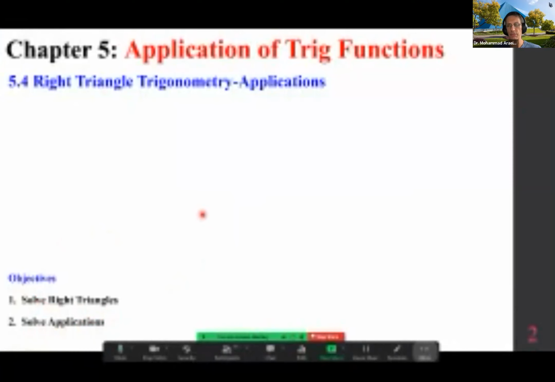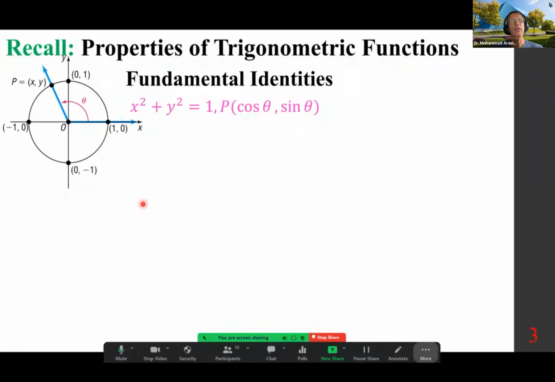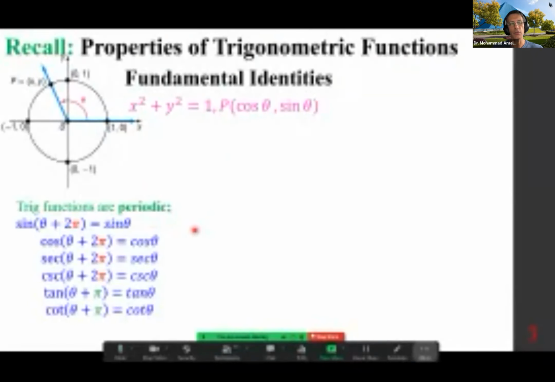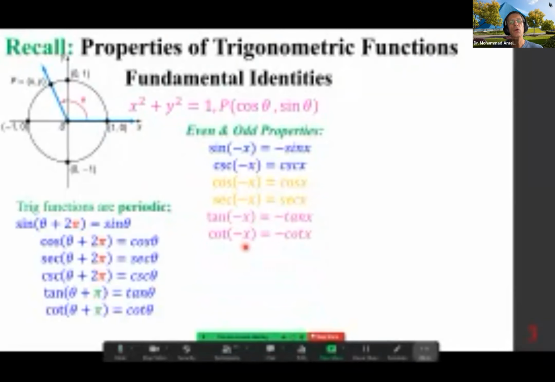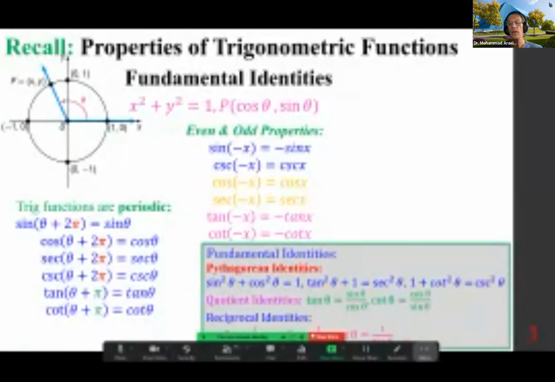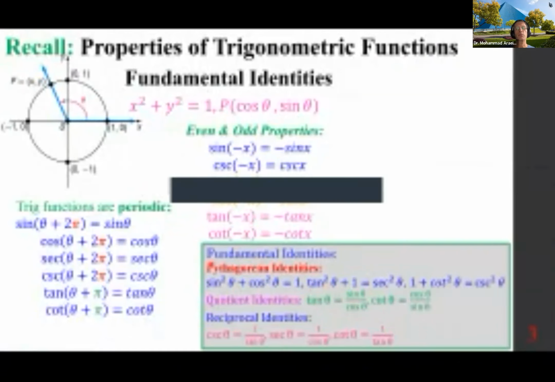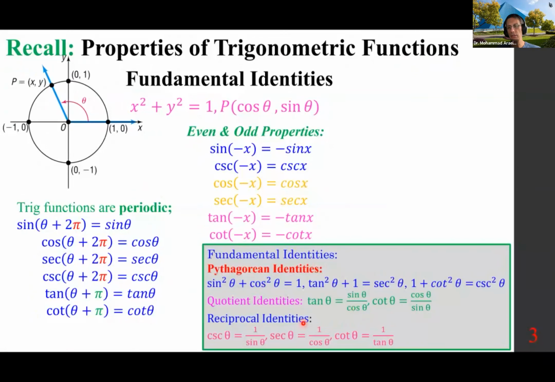Those are the objectives. So again, refreshing your memory about fundamental identities, the unit circle. Trigonometric functions are periodic with the period of 2 pi, with the exception of tan and cotangent. They are all odd functions with the exception of cosine, which makes it also secant. Other fundamental identities include Pythagorean identities, quotient identities, reciprocal identities.